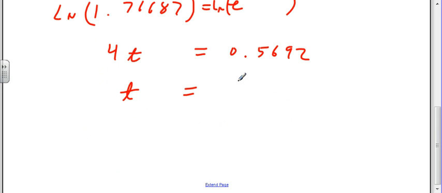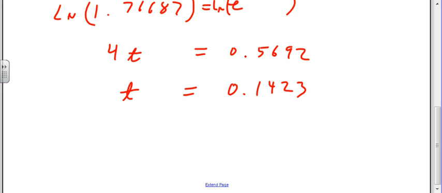How come that is so long, I wonder? I mean, that is just so completely wrong. 0.5692 divided by 4, 0.1, probably because I'm doing it in red ink. That would be my guess. You're thinking that's probably why it's all wrong. Alright.